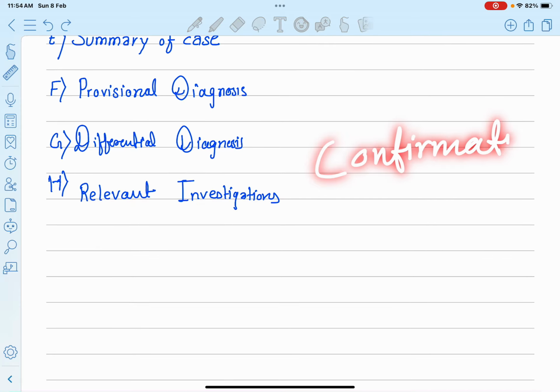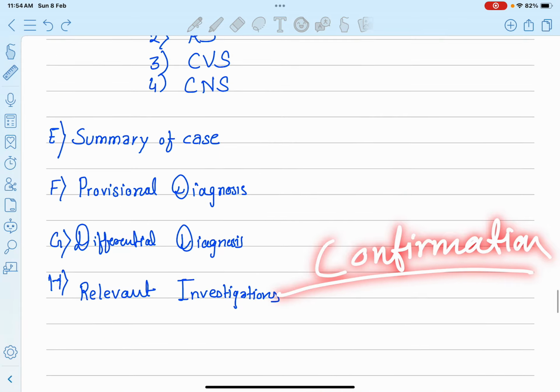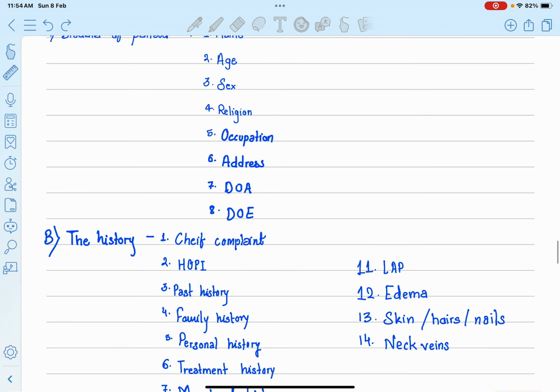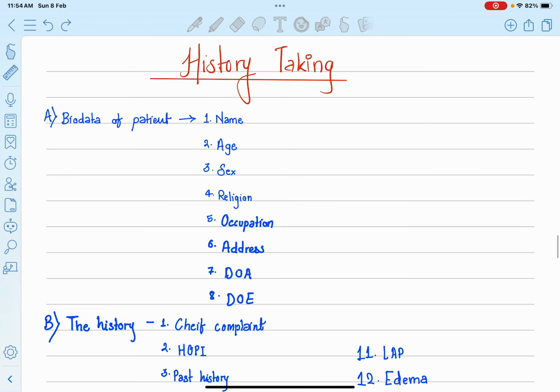So all these points are very important in history taking, so note these points and also do your clinical postings. History taking is very important, and every doctor should be proficient in history taking because it is the crucial step to identify the diagnosis or to confirm your diagnosis.